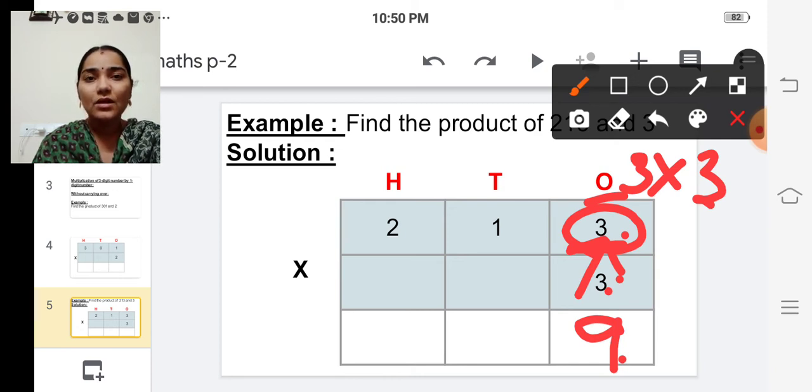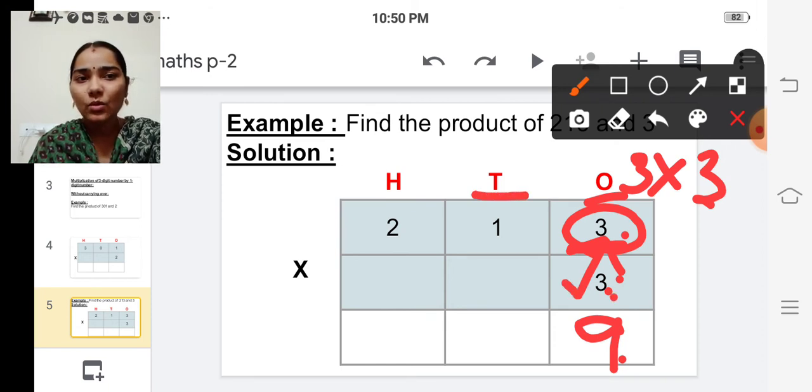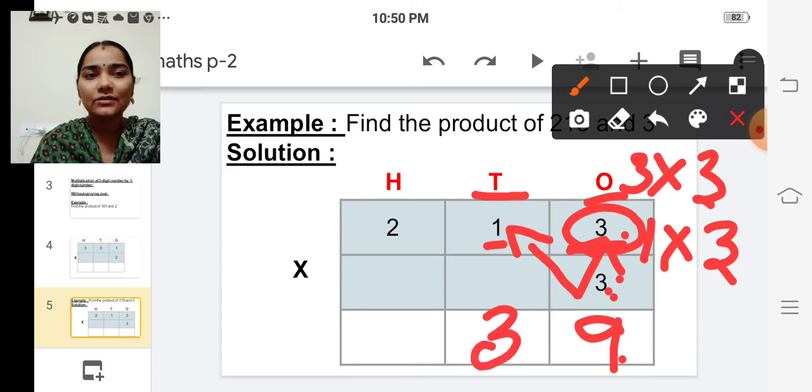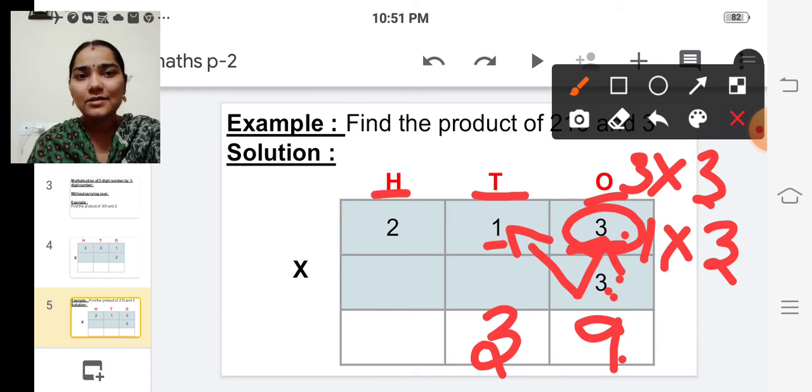Tens place. So in the next step we are going to multiply the digit in the tens place by 3. So what is the digit in the tens place? 1, isn't it? So 1 into 3. 1 threes are 3, isn't it? 1 threes are 3. So write the answer here, 3. And next we will move on to the next place, that is the hundreds place.